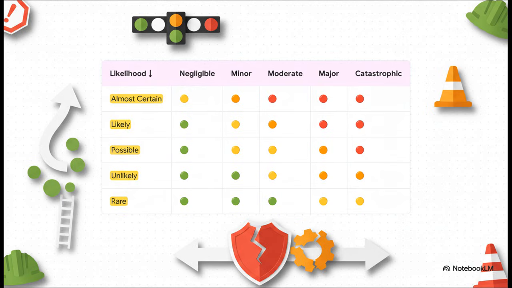It's that simple. You've got 2 axes. Along the side, you have likelihood. Basically, how likely is this to happen? And across the top, severity. How bad would it be? Where those 2 points meet, that's your risk level.